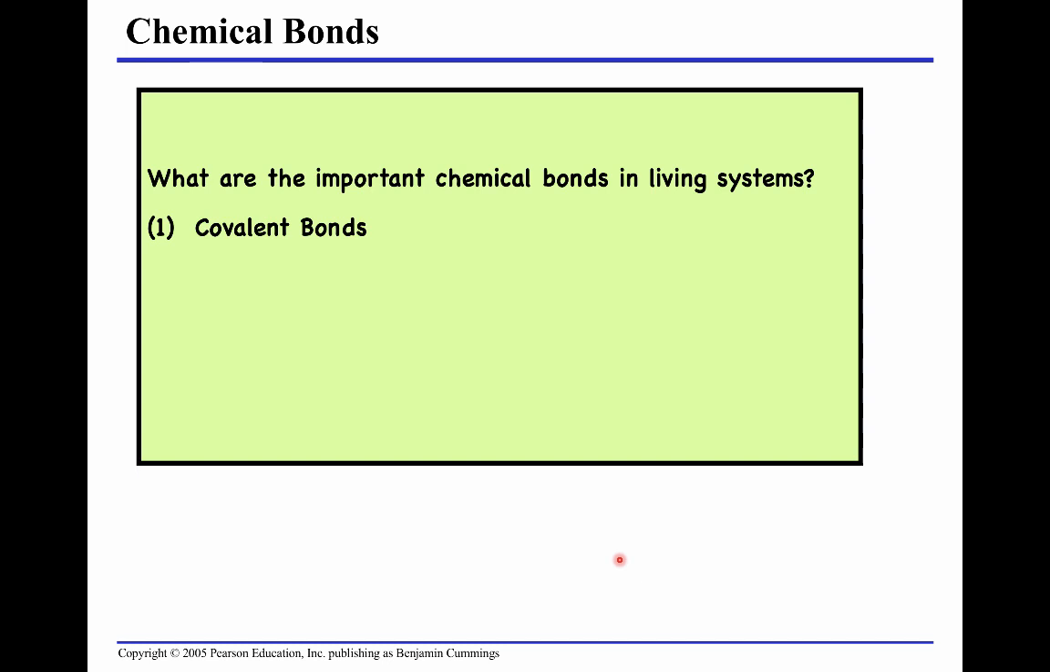So there are chemical bonds that are key to how biology works. We've already talked about covalent bonds, so what are the other important chemical bonds for biology? Everyone yell them out.